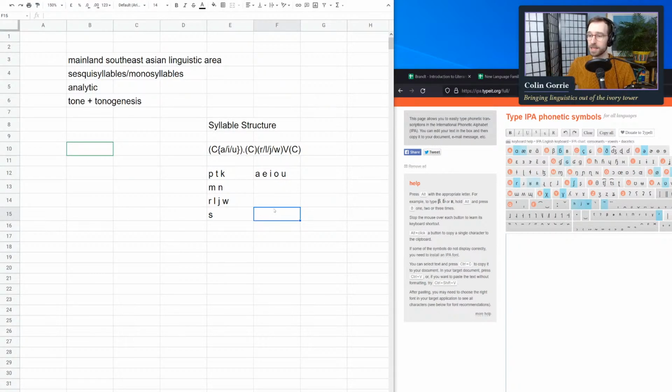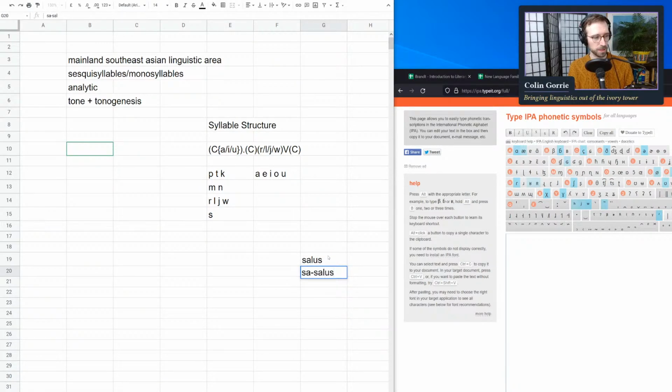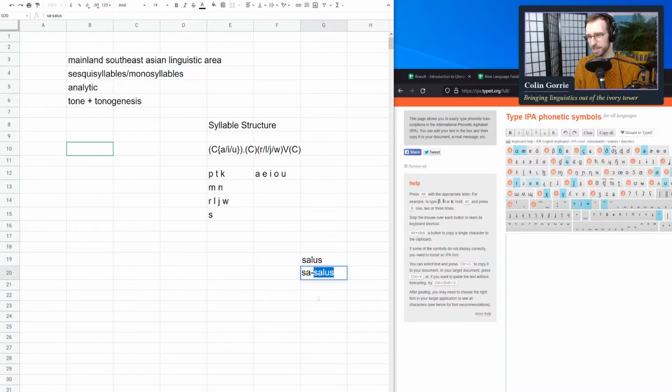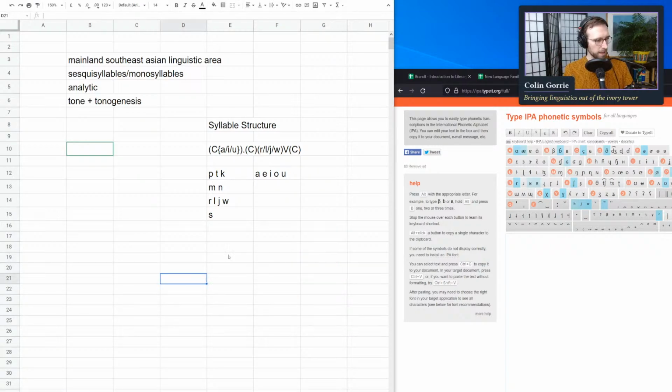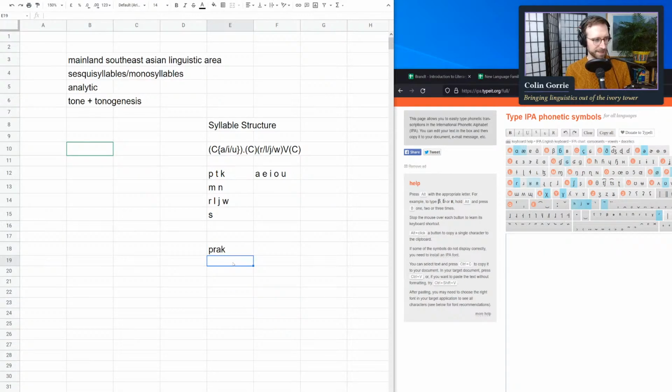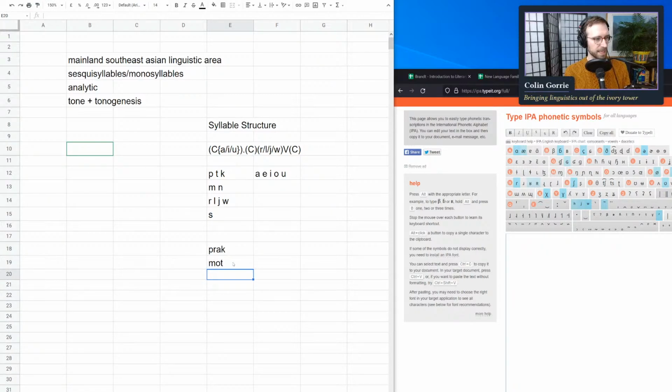Another kind of weak position is within the reduplicant in a reduplication construction. Often you will have fewer contrasts in the reduplicant, which is the part of the word that gets reduplicated, the result of the reduplication. So if you have something like CV reduplication, salus, you might have something like sasalus. So this sa is the reduplicant, and the salus is the base. Anyway, I'm going astray. So let's make some syllables. We would have something like prak. We might have something like mot. We might have something like ges.